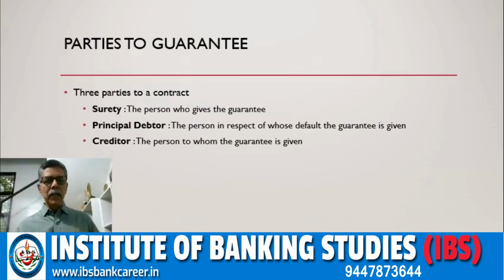Now, the next point is, who are the parties to a contract of guarantee? Normally, there are three parties to a contract. The first one is surety. Who is the surety? The person who gives the guarantee. And then principal debtor, the person in respect of whose default the guarantee is given. And third is creditor, the person to whom the guarantee is given.